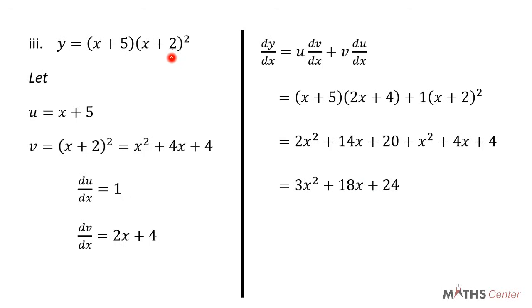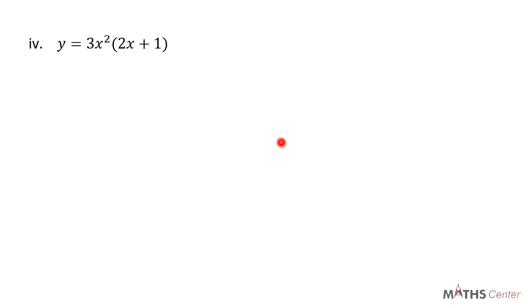Once again, if the question does not restrict you to use the product rule, you can easily expand x plus 2 all squared and then multiply it by x plus 5 and then differentiate each term, and you end up getting the same result. But if the question specifically says that you should use the product rule, then you will have to use the product rule. Let's consider the last question for product rule.